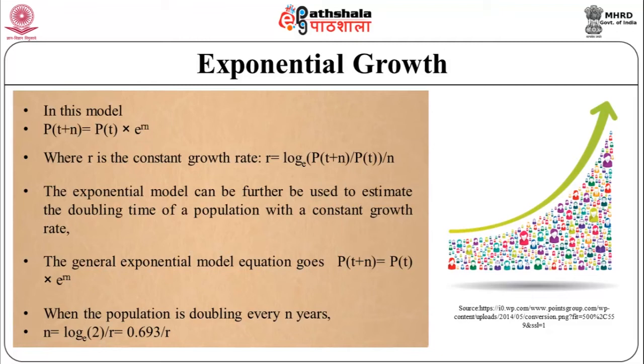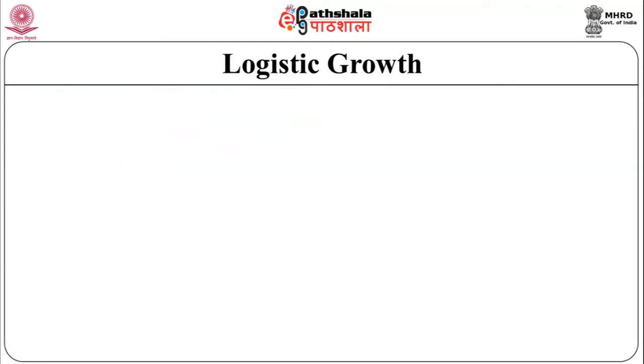growth rate, the time the population takes to double its initial size. The general exponential model equation thus goes P(T+N) = P(T) e^(RN). When the population is doubling every N years, N = log 2 / R, which is equal to 0.693 / R. Now let us see the logistic growth model.